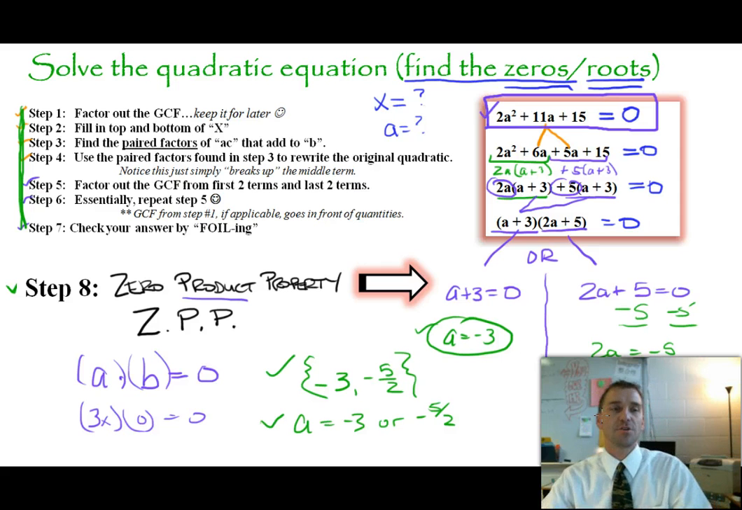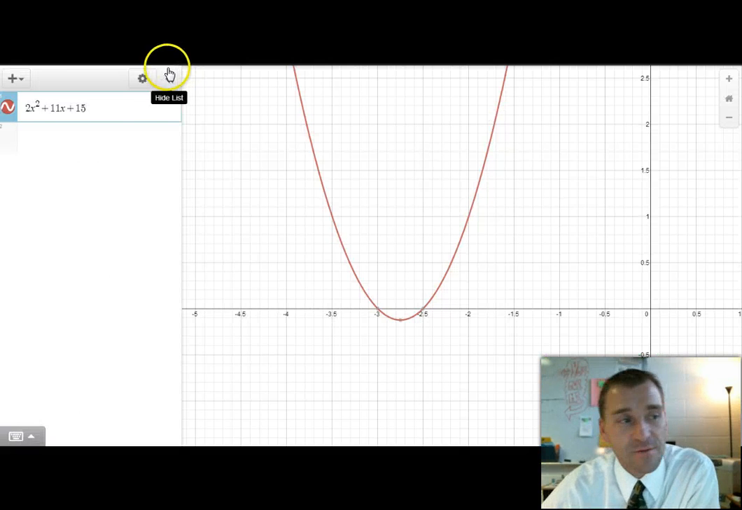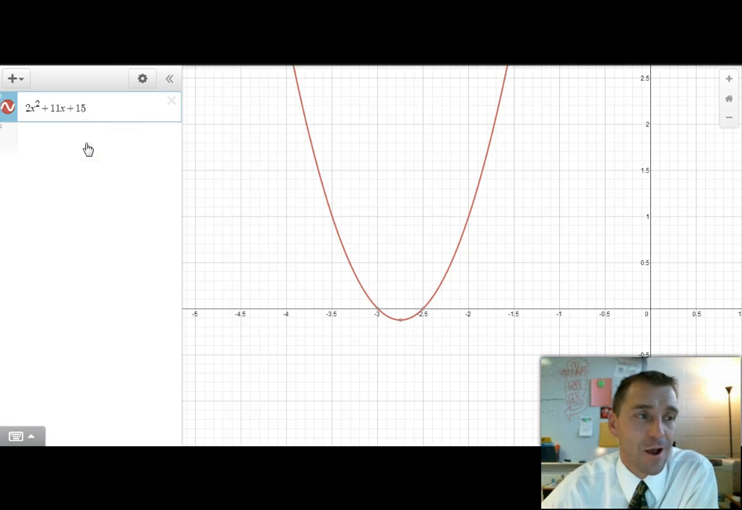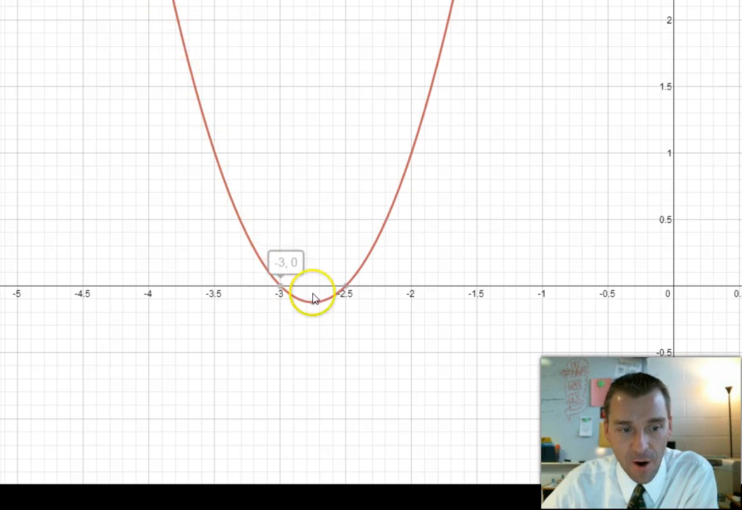Now let me show you what it actually means by zeros, aka the roots. Hold on one second. I've gone to a graphing calculator online and graphed this for you. We used this program in class a couple of times. I graphed 2x squared plus 3x plus 15. And what you see is a parabolic shape, which it should be. The A is positive, so it's going up.